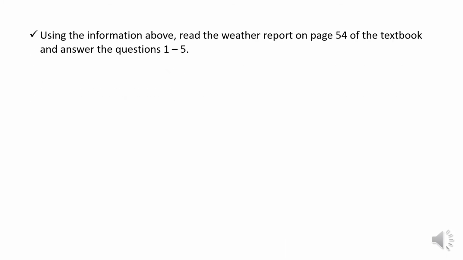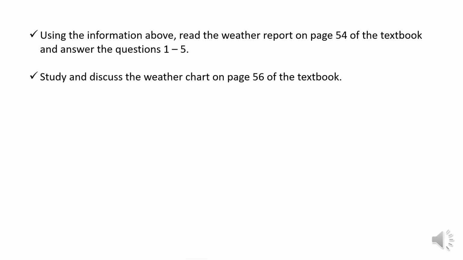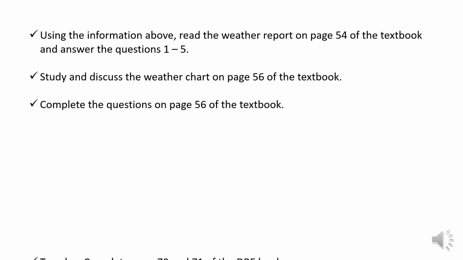So using the information above, read the weather report on page 54 of the textbook and answer the questions 1 to 5. Study and discuss the weather chart on page 56 of the textbook. You will see there are symbols there too for you to practice. Complete the questions on page 56 of the textbook. Once you've done all of this, there is extra practice for Tuesday's work.